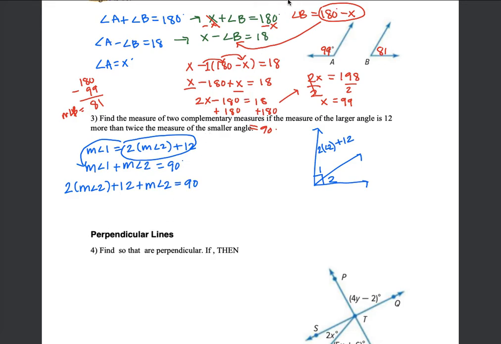Now I'm going to just solve for the measure of angle 2. Just think about that as x. The measure of angle 2 is just x.